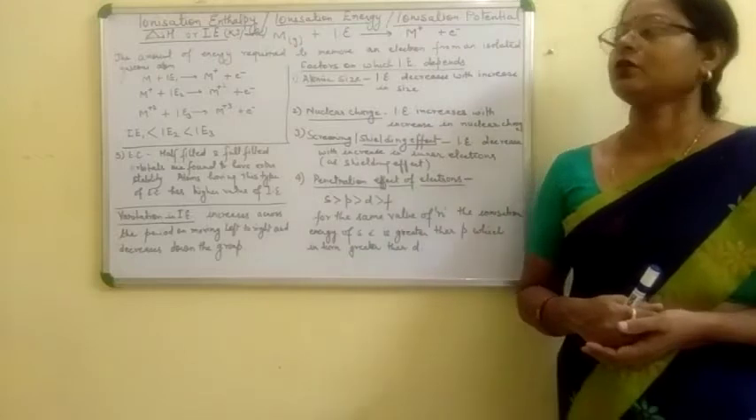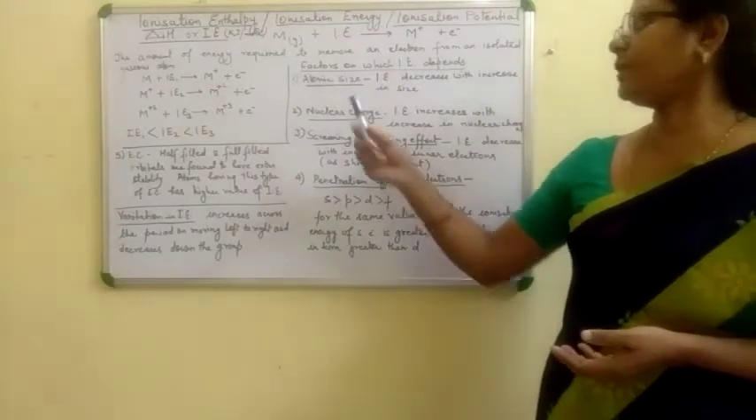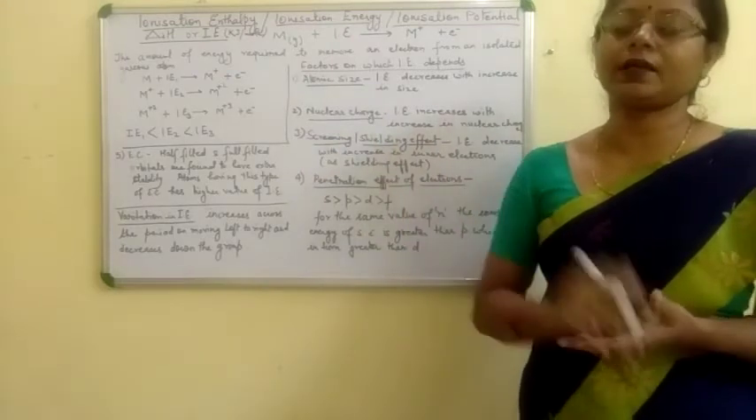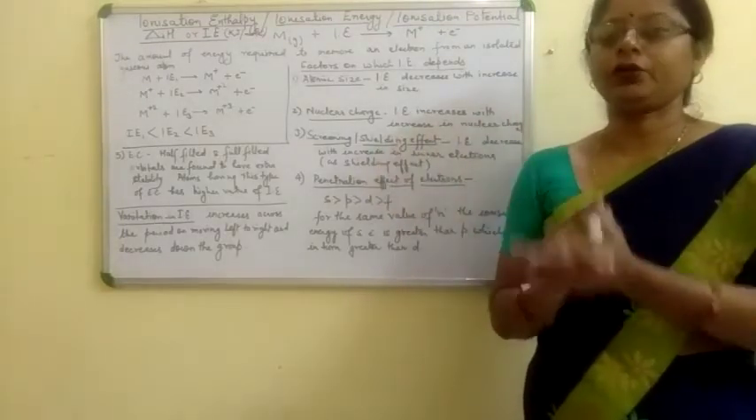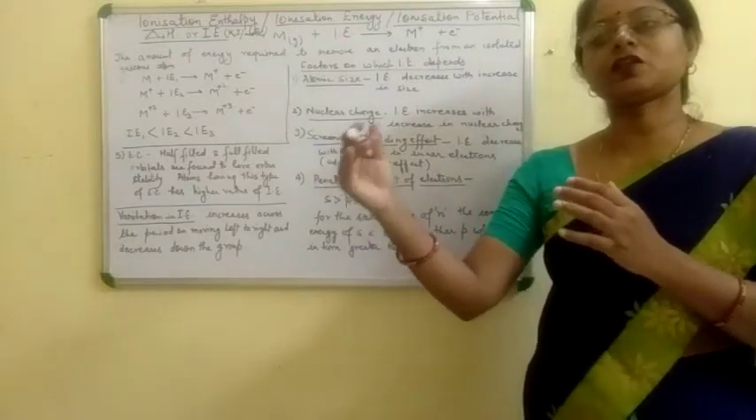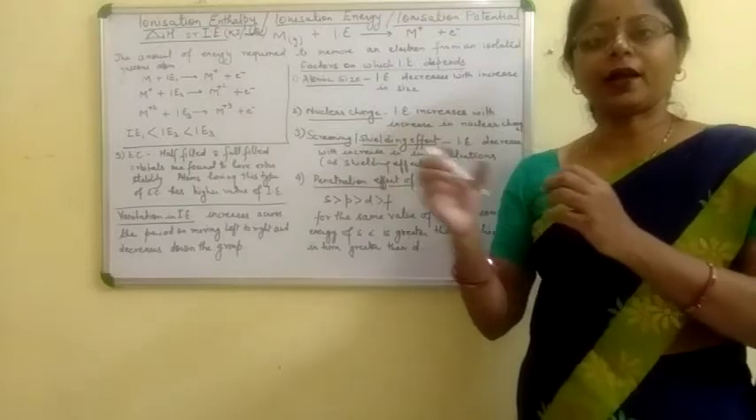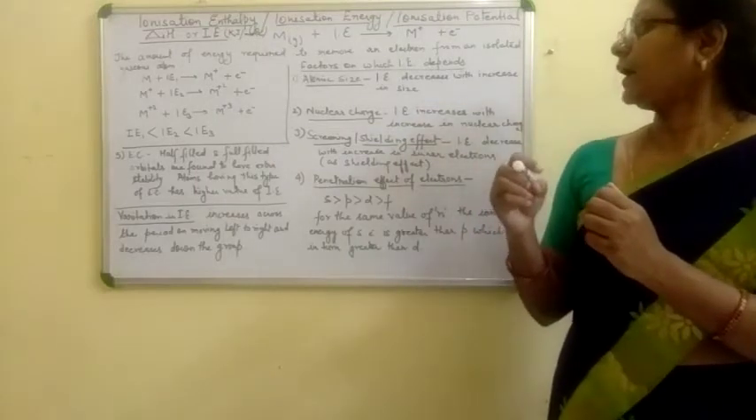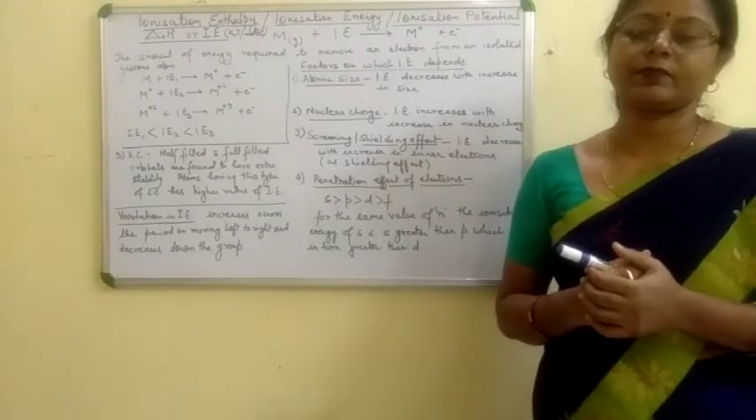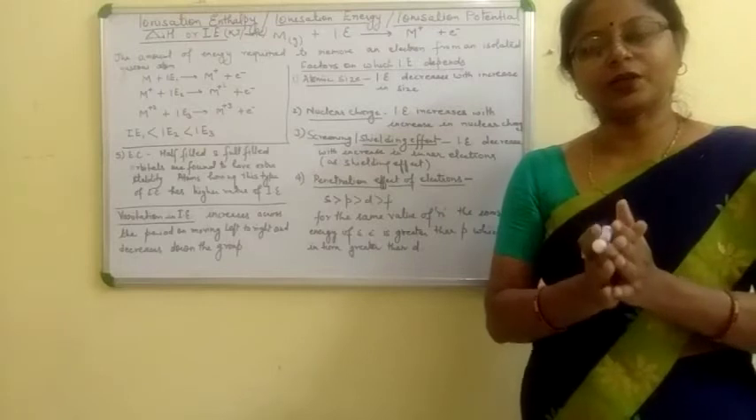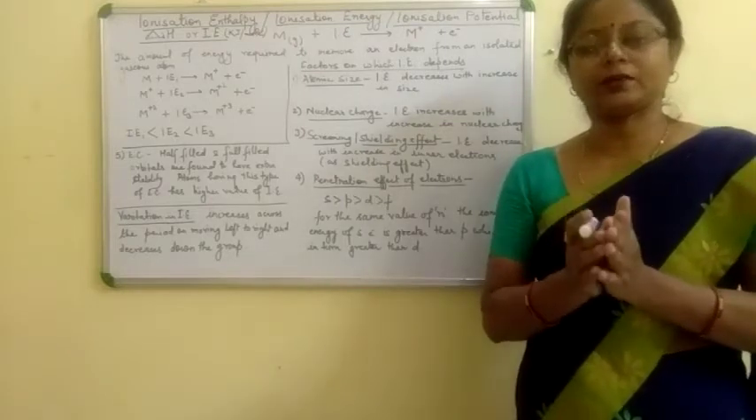Now, some factors on which ionization energy depends. Let us study these factors. First is atomic size. As the atomic size increases, the electrons are far from the nucleus. As electrons are far from the nucleus, they feel less nuclear attraction. That's why the ionization energy decreases with the increase in size. As the size increases, ionization potential decreases. As the size decreases, ionization potential increases.